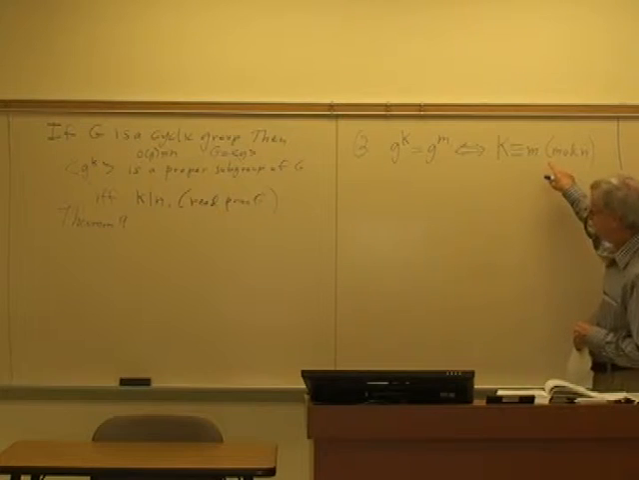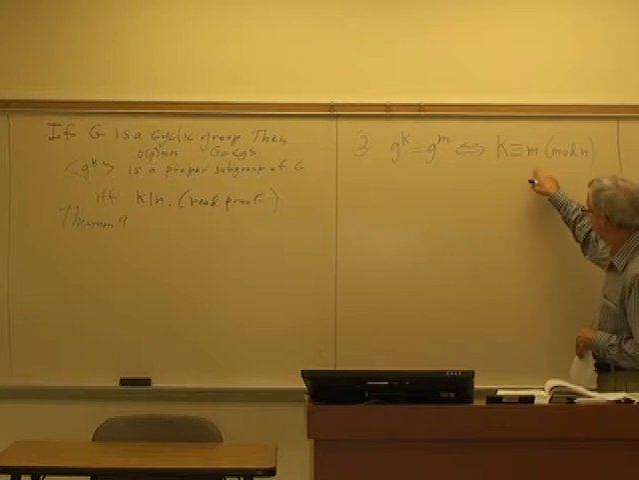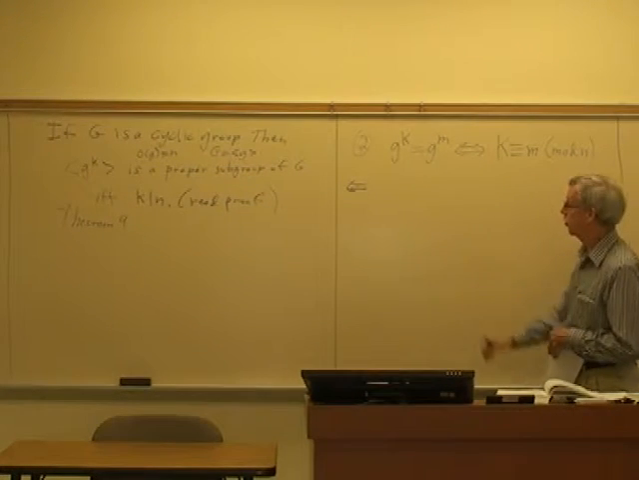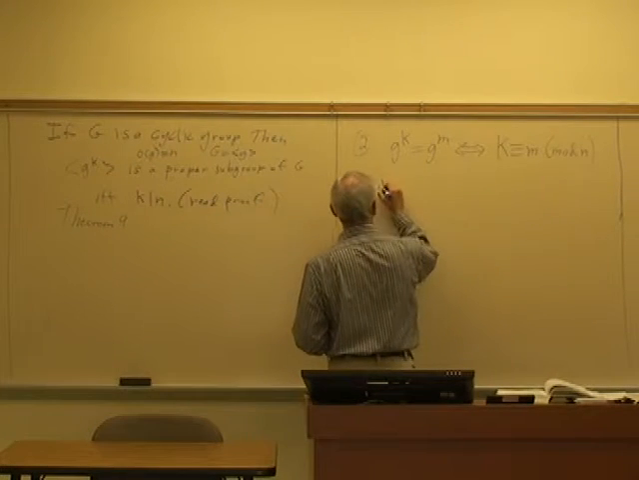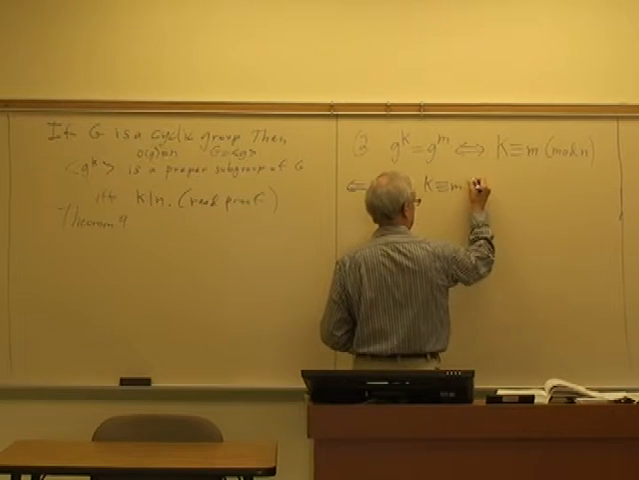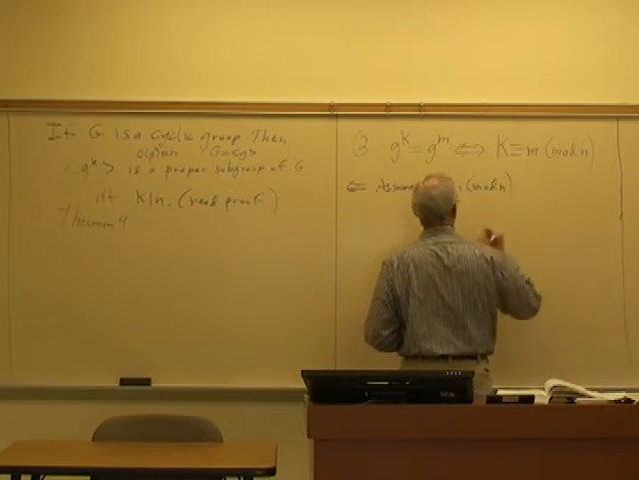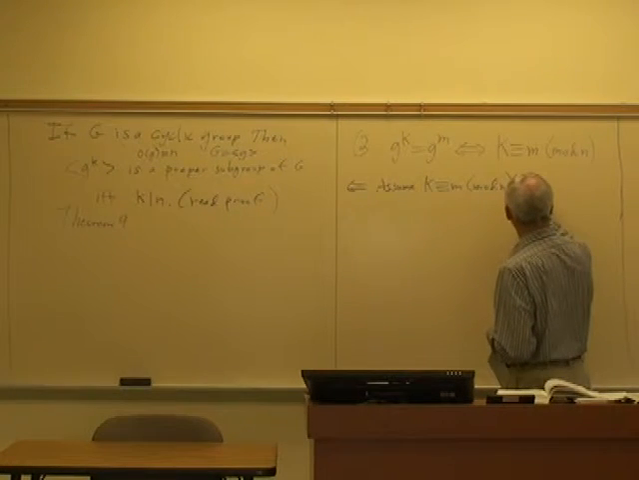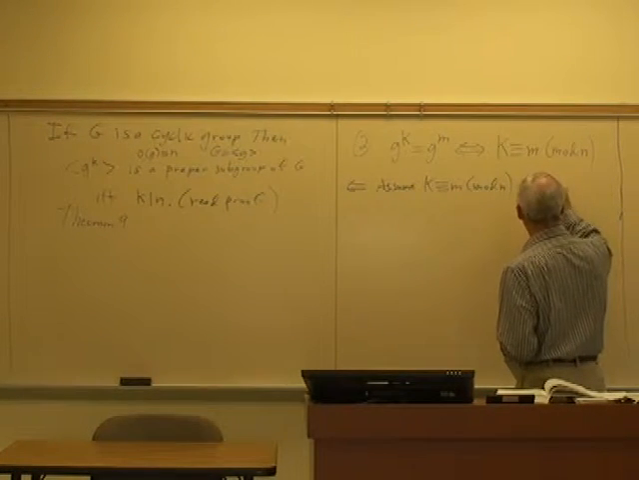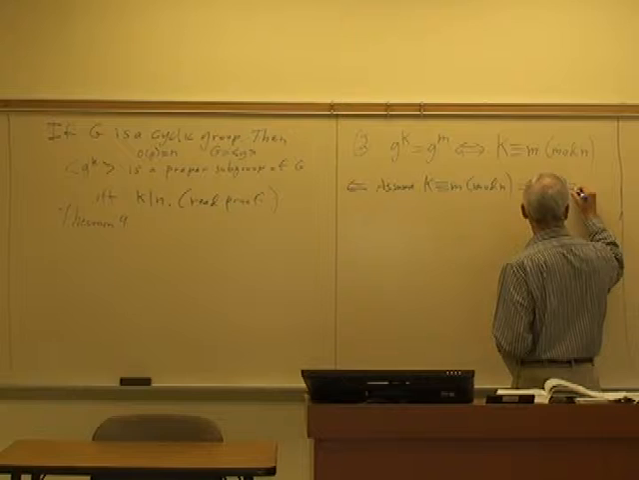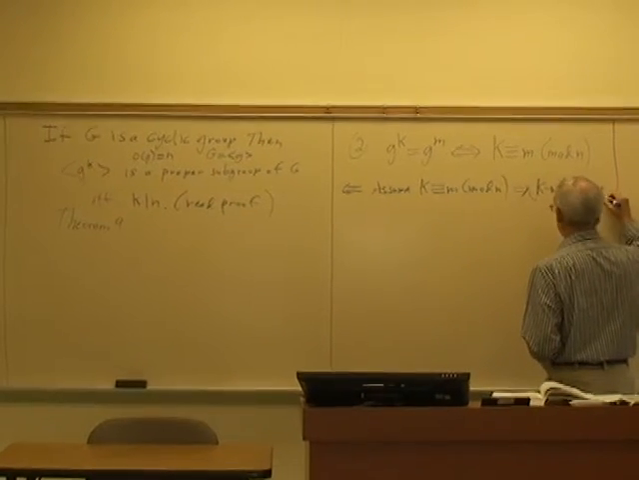So I want to prove both ways, right? It's an if and only if, so I'm going to start on this side and assume, and one way to note the direction you're proving is to draw the arrow. I'm going to assume that k is congruent to m mod n. That means they have the same remainder when divided by n, right? So this is equivalent to saying that k minus m is 0 mod n.